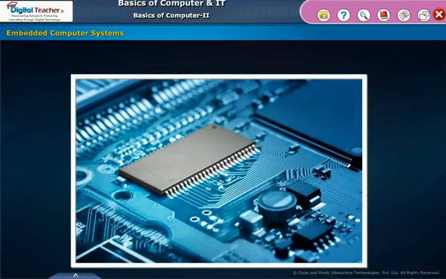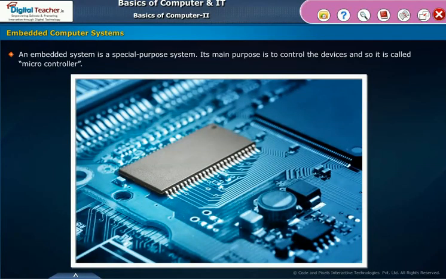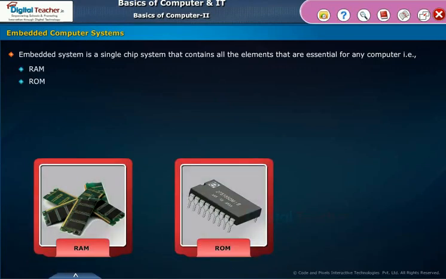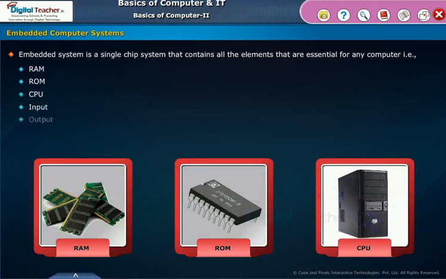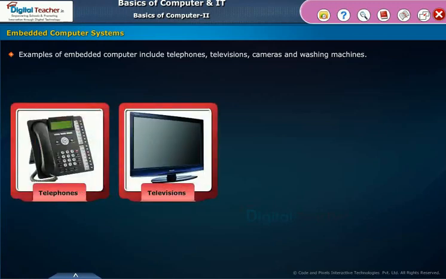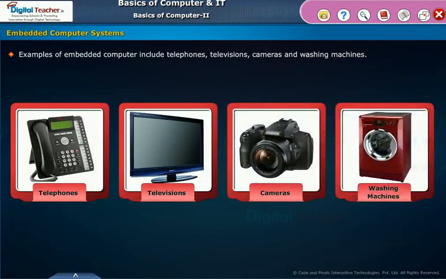Embedded computer systems. An embedded system is a special purpose system. Its main purpose is to control devices, and so it is called a microcontroller. An embedded system is a single chip system that contains all the elements that are essential for any computer, that is RAM, ROM, CPU, input, output, clock. Examples of embedded computers include telephones, televisions, cameras and washing machines.